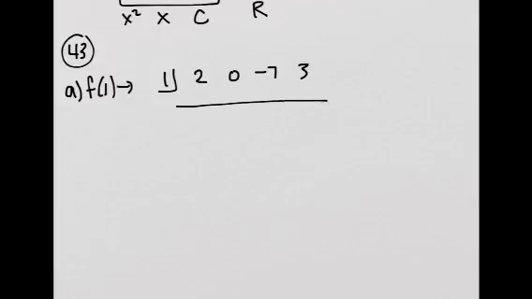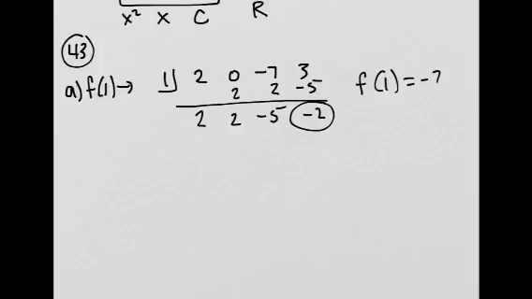Alright, so for 43 we have 4 problems we're going to be evaluating. So f of 1, again I had to add a placeholder here because there was no x squared. So you bring down the 2. 2 times 1 is 2. You add 2 and 0, that's 2. 2 times 1 is 2. You combine negative 7 and 2, you get negative 5. 1 times negative 5 is negative 5, and then negative 2. So here's your result. So f of 1 is negative 2.